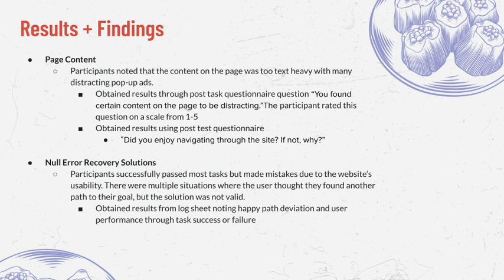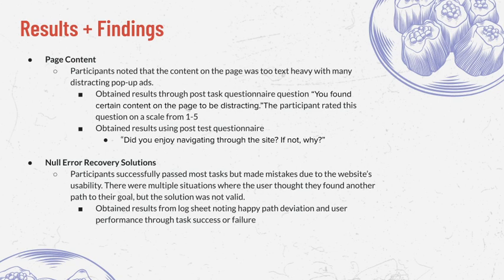Our participants noted that the content on the page was far too text-heavy with many distracting pop-up ads and videos. And we were able to get these results through our post-task questionnaire question: You found certain content on the page to be distracting. Once again, they rated this on a scale from 1 to 5. We also used results from our post-test questionnaire, simply stating, did you enjoy navigating through the site? If not, why? And that was able to give us some good information.